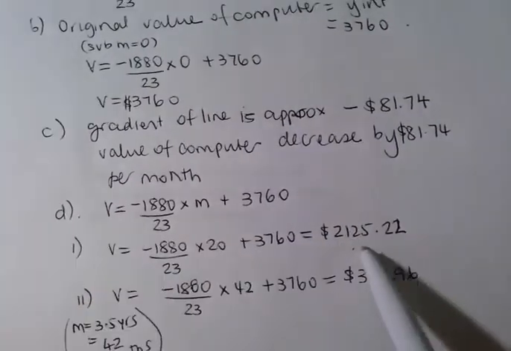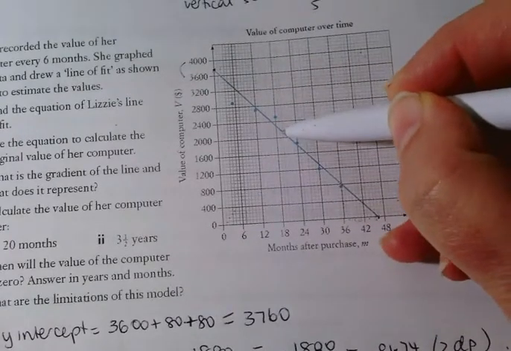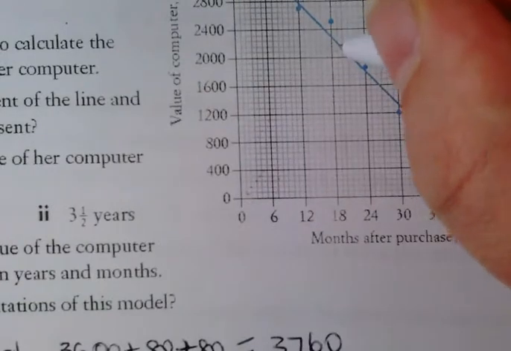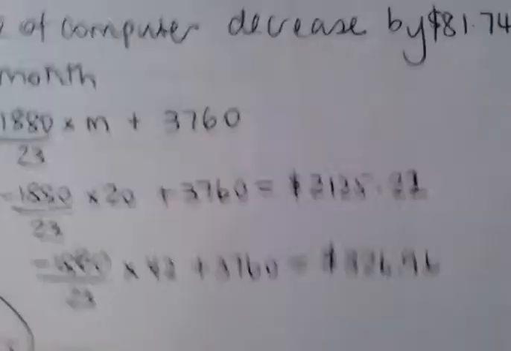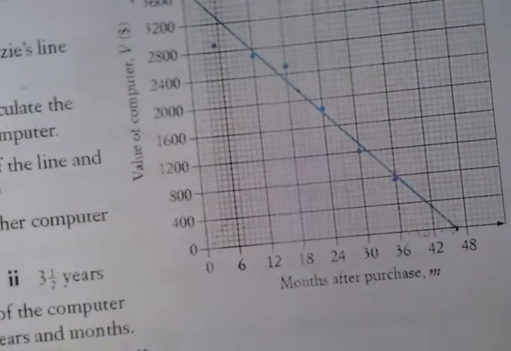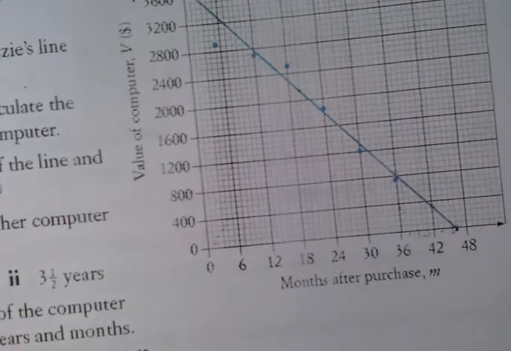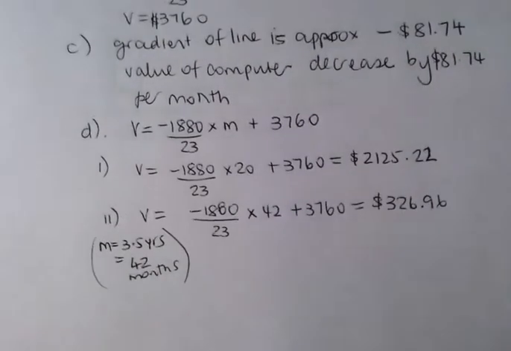So we're getting approximately $2,125.22 for the first one. Let's just have a look at the graph. 20 months would be about there, so yes, it is a bit over $2,000, but again, you can't really read it accurately. After 42 months, which is 3.5 years, it's about $327. Down here, yes, that looks about right, $300 and something. But of course, you can't read it very accurately off the graph, so the formula is really good to give you an accurate result.